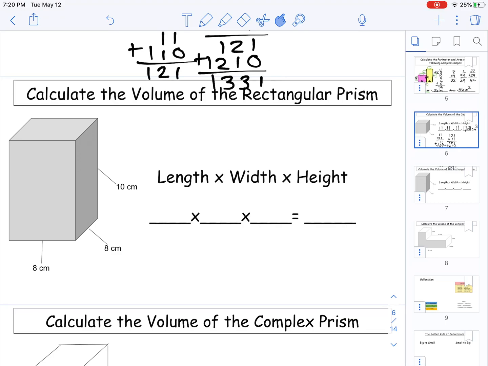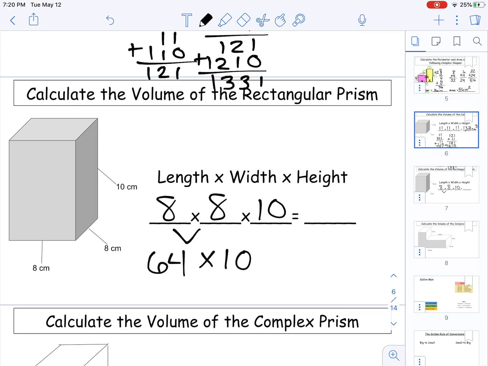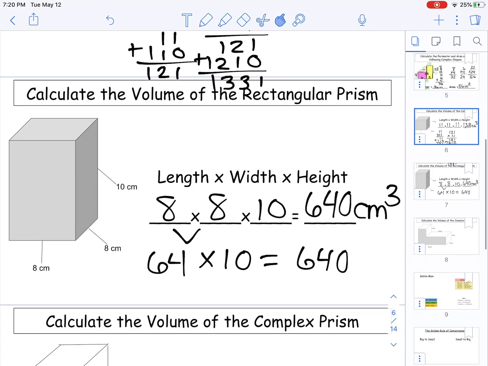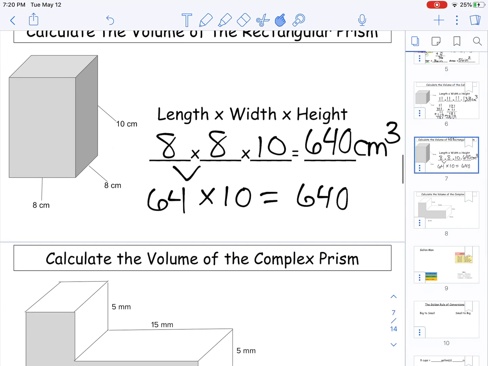You will also have to do volume of rectangular prisms. You know it's a rectangular prism and not a cube because all the dimensions are not the same. So for this one, I'm going to do 8 times 8 times 10. I'm going to start with 8 times 8, which is 64, because multiplying something by 10, remember, just add that 0, so I get 640. And it's cubed again because it's volume.